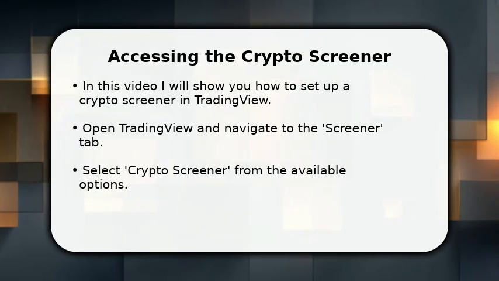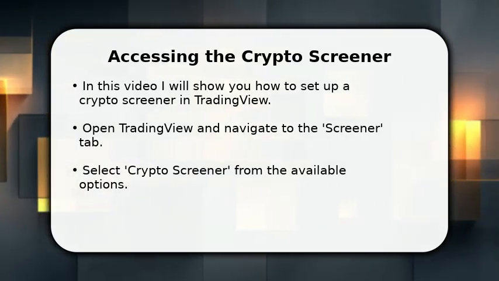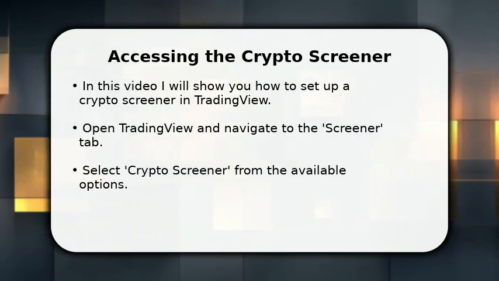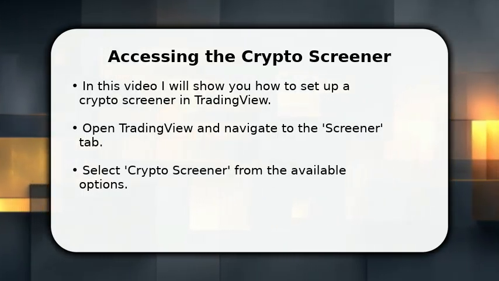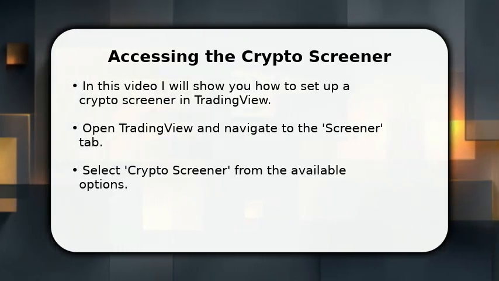In this video, I will show you how to set up a crypto screener in TradingView. First, open your TradingView platform and locate the Screener tab, usually found at the bottom of your screen. Click on it, and then select the Crypto Screener option.